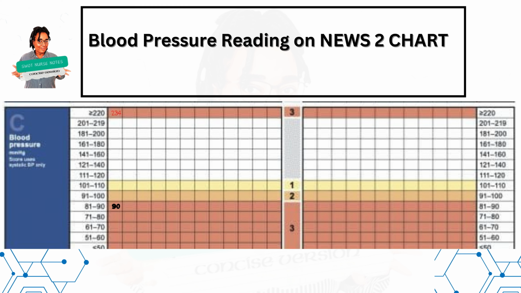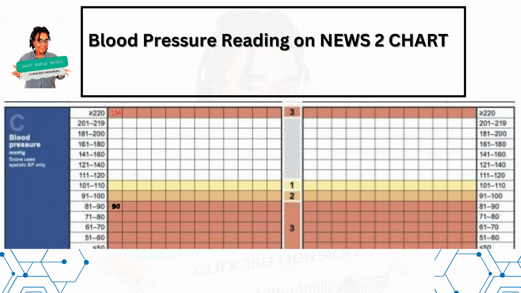Second, based on the systolic blood pressure reading, look for the row and column in which the reading belongs. Note carefully that the readings are set within ranges on the NEWS 2 score chart. At the end of each row, there may be a score. The score can be from 0 to 3.